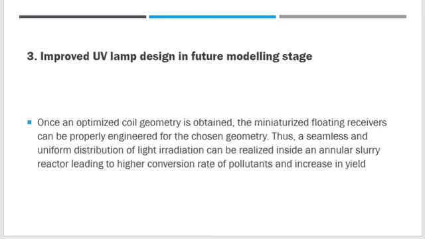Once an optimized coil geometry is obtained, the miniaturized floating receivers can be properly engineered for the chosen geometry. Thus, a seamless and uniform distribution of light irradiation can be realized inside an annular slurry reactor, leading to a higher conversion rate of pollutants and an increase in yield.